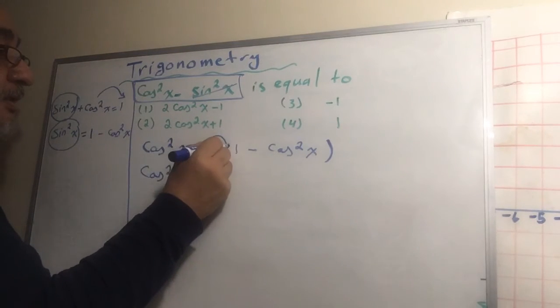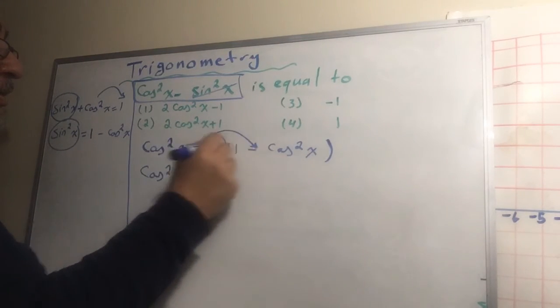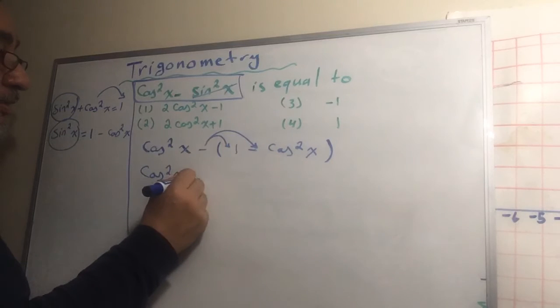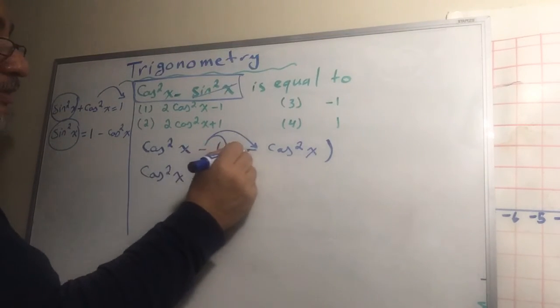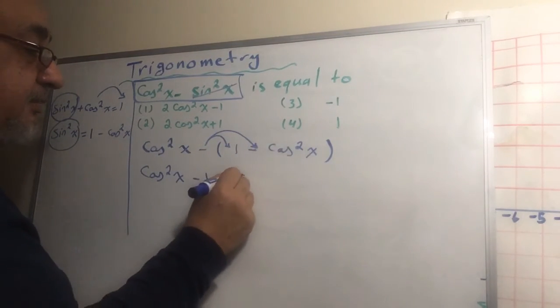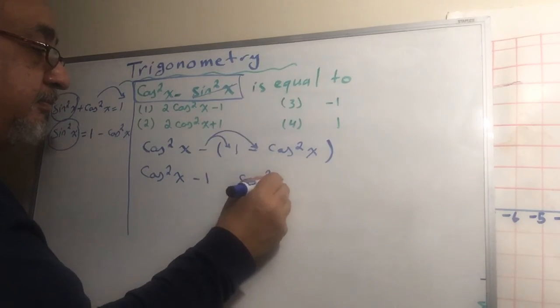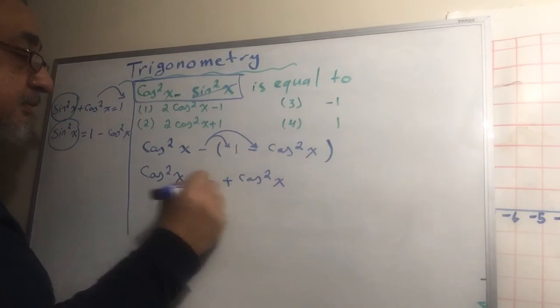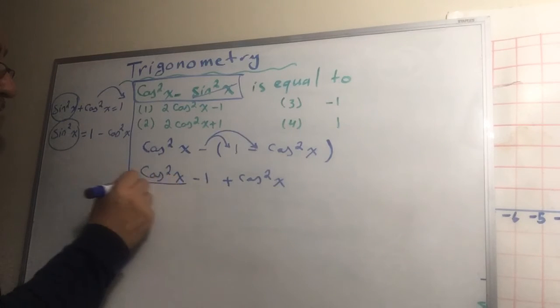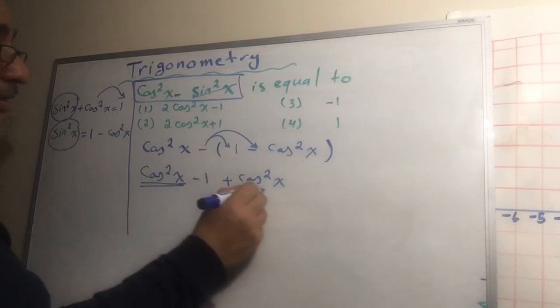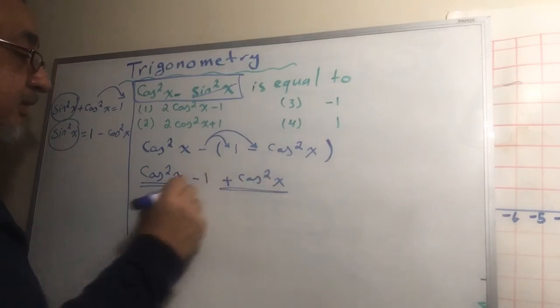Now you distribute the negative sign. So negative times 1, it has to be negative 1. And negative times the negative cosine square of x. Keep cosine square of x. And negative times the negative is positive. Now you can combine both of them, cosine square of x plus cosine square of x.